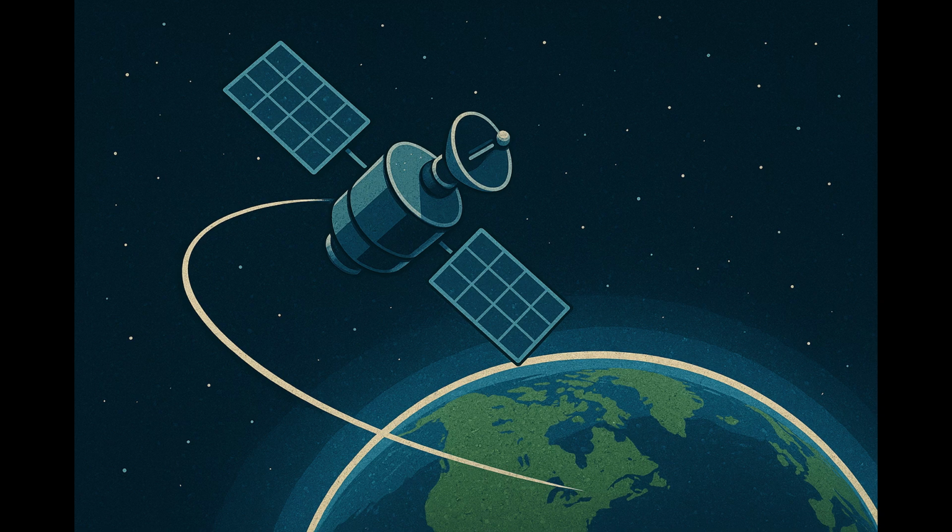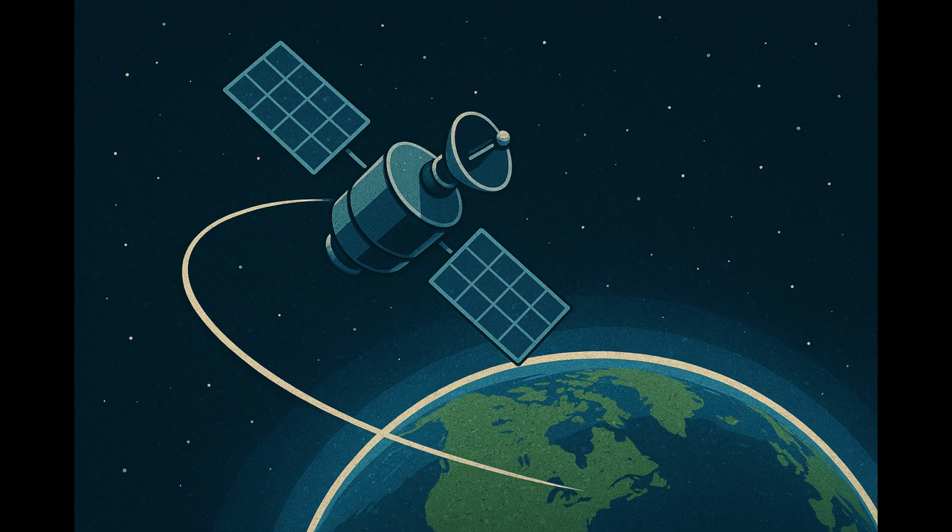Medium Earth orbit, MEO, 2,000 to 35,000 kilometers. Used for GPS satellites. Geostationary orbit, GEO, 35,786 kilometers. Satellite appears to stay still over one spot on Earth, perfect for TV and weather. Each orbit has a specific speed. Too slow and the satellite falls, too fast and it escapes into space.